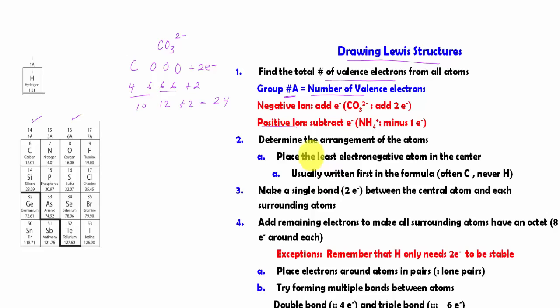The next step is to determine the arrangement of atoms, basically saying, which atom is going to be in the center and which is going to be the surrounding atom. We are looking at the least electronegative atom to be in the center, but here's a shortcut. Usually by looking at the chemical formula itself, the element that's written first is usually the least electronegative, except for hydrogen. In most cases it would be carbon. However, it would never be hydrogen. Hydrogen would never be the central atom, even though it is written first. So keep that in mind.